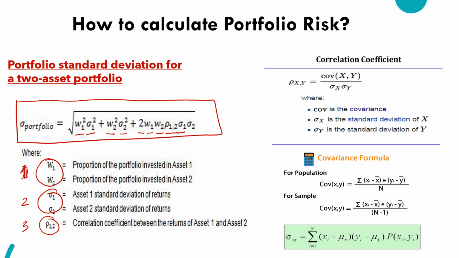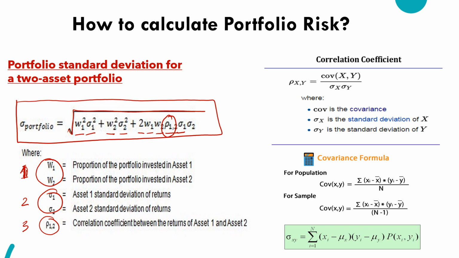Finally, take the square root. Take the square root of the value, and the portfolio standard deviation can be calculated. You may realize just now that in order to get the final figure of the portfolio standard deviation, the correlation coefficient between the two assets needs to be identified. Here, this is the symbol, rho, for the correlation coefficient.